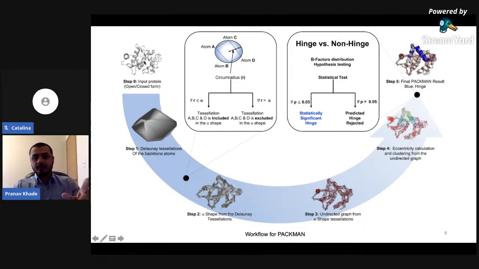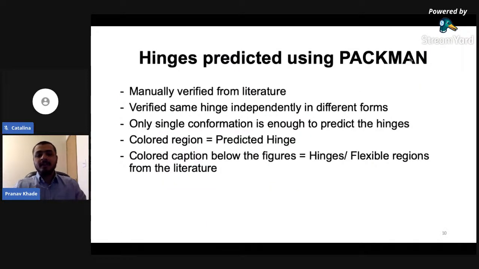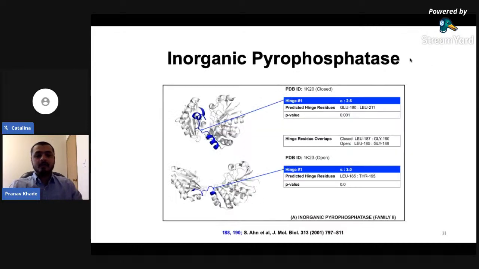We start with a protein in any conformation, and we go on with this algorithm. And in the end, we have a hinge region obtained from PAC-MAN. Now, we tested this method on multiple conformations. I'll be just running through it, and all these examples are manually curated from the literature, so we know that these are the hinge regions.